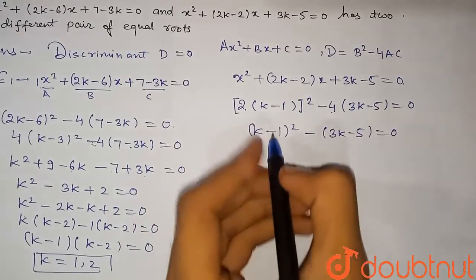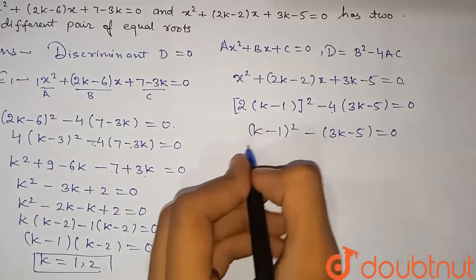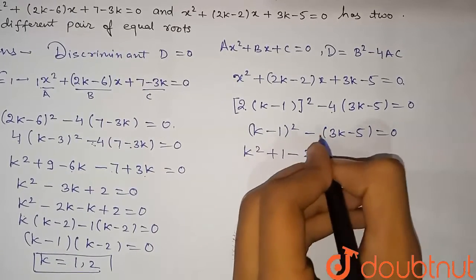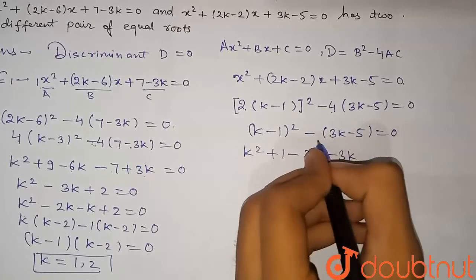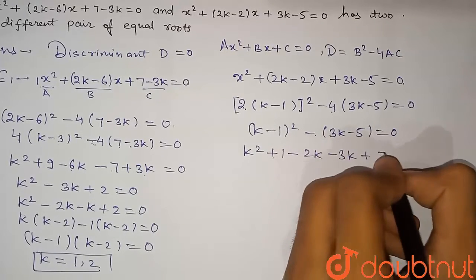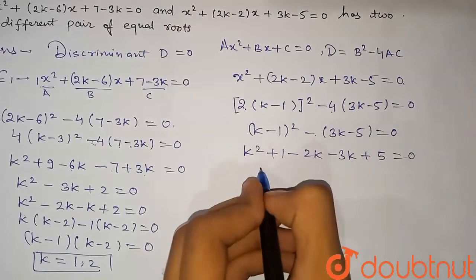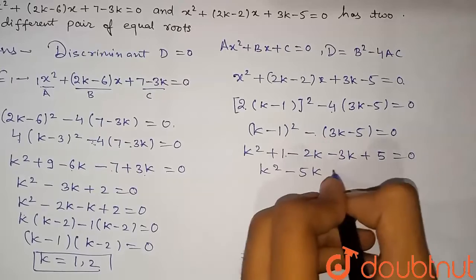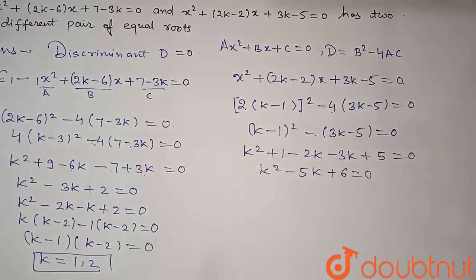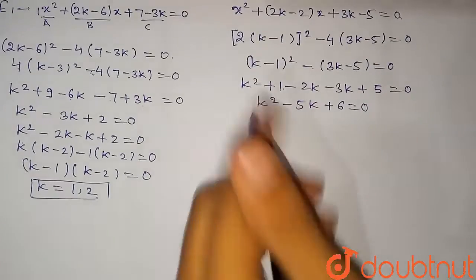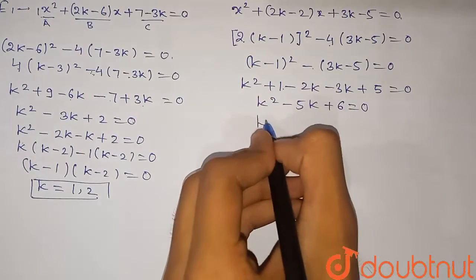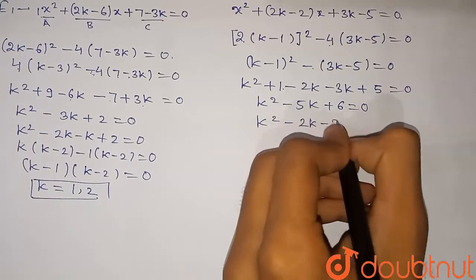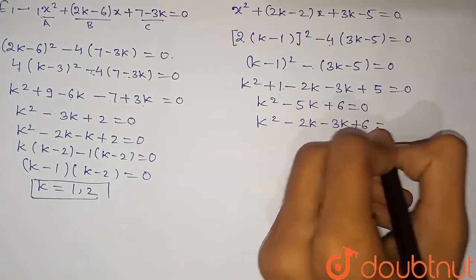To find the value of k, opening the whole square, it will be k square plus 1 minus 2k, minus 3k, and multiplying the minus sign with the minus, it becomes plus 5, equal to 0. So we have k square minus 5k plus 1 plus 5, that is 6, equal to 0. Now we can factorize this equation also. By splitting the middle term, we write 5k as 2k and 3k. So it will be k square minus 2k minus 3k plus 6 equal to 0.